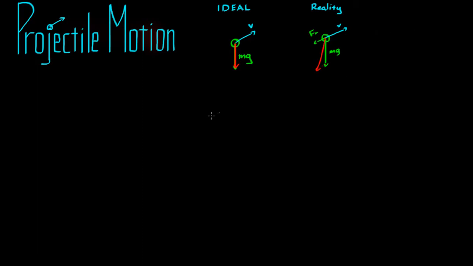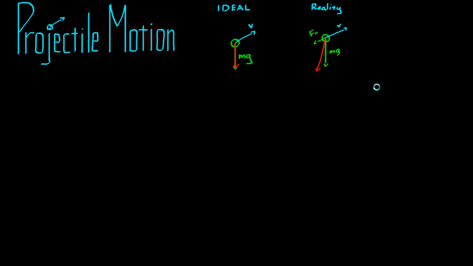So the path of an ideal ball is a perfect parabola, and the path of a ball flying through the air in reality looks something like this. This is what you might expect if you threw a ball bearing through the air, and this is what you'd expect if you threw a shuttlecock through the air, depending on how much the air resistance comes into it.